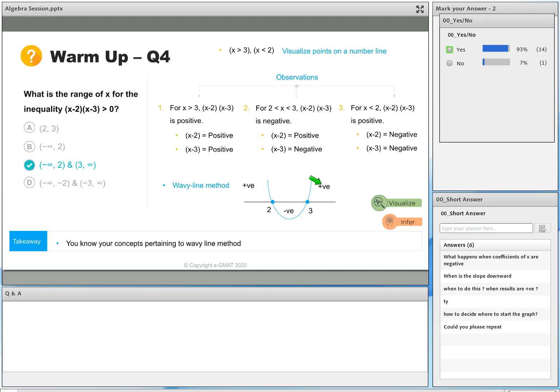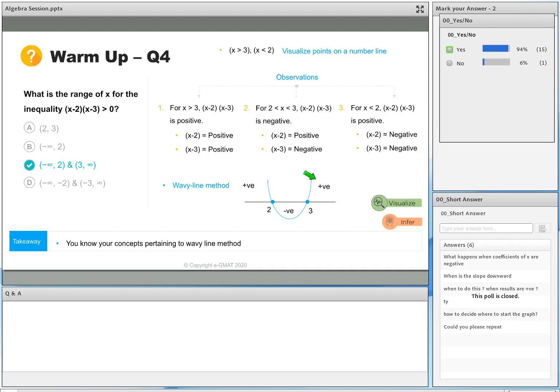Okay, when is the slope downward? We're not doing slopes here. Really what is happening is you start drawing this wave and alternate from above to below the number line. That's it. Don't think about slopes at all. Just make sure that you make your coefficients of x positive if they're not already so. And if they're already so, then you're free anyway to start from the top right hand corner.